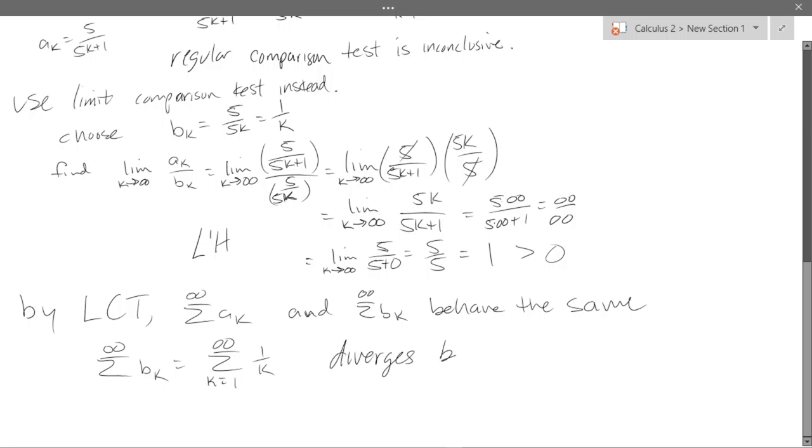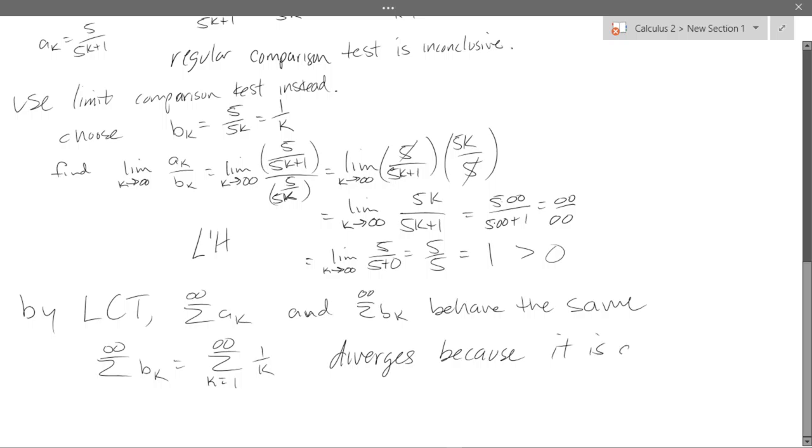What are some vocabulary words I can use? What type of series is this? There are two names I gave it. P-series. What is our p-value? 1. So I could say p-series with a p of 1. What is the other special name I gave for it? Harmonic series. So you can tell me either way.